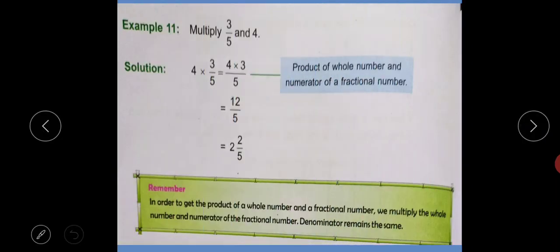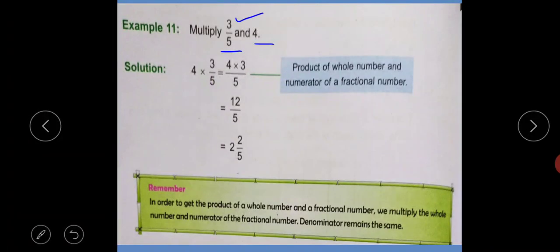So for this let us take an example. Multiply 3 upon 5 and 4. Here 3 upon 5 is a fraction and 4 is a whole number. So 4 multiply 3 upon 5 is equal to, the method is we just multiply the whole number by the numerator and the denominator remains the same. So 4 3s are 12 upon 5.